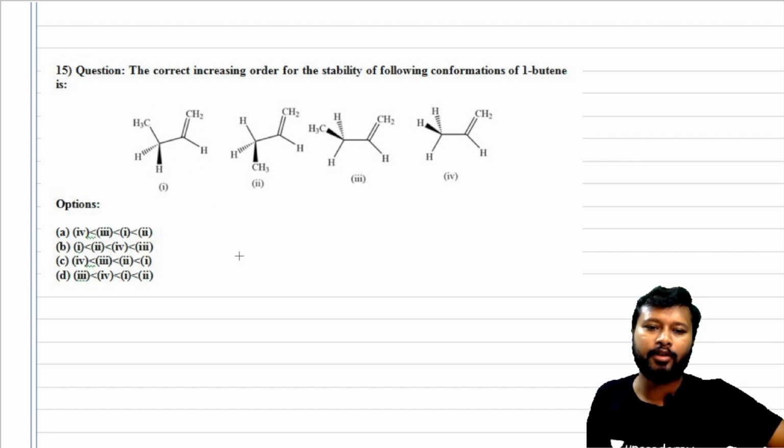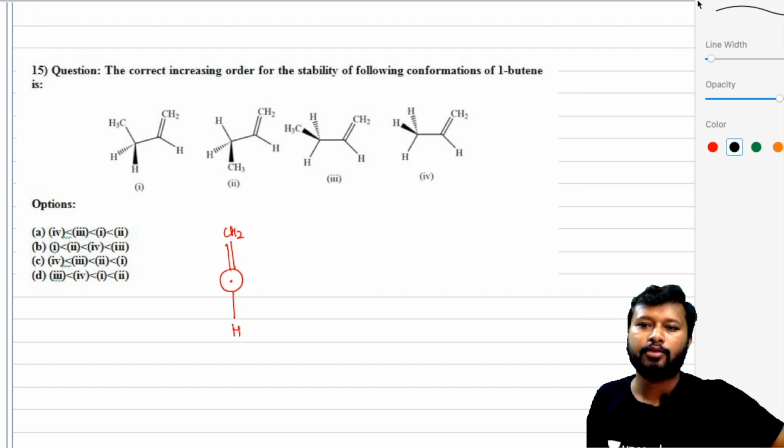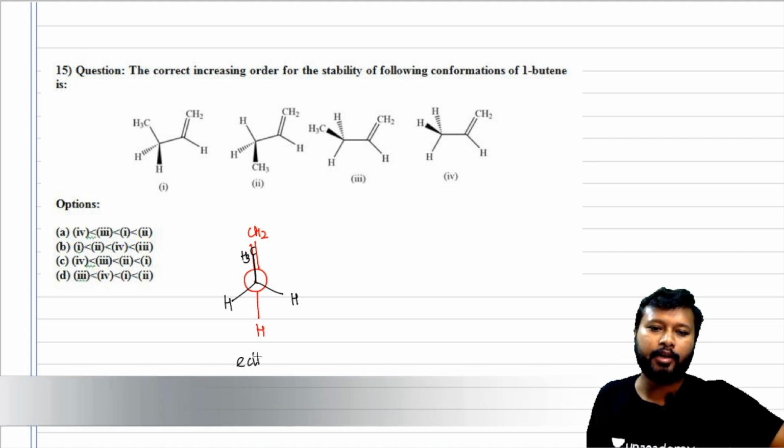So let me draw for all these molecules. For the first molecule, I can draw the backside carbon like this, CH2, and then I have H. And if I try to draw for this carbon, this will go like this. Let me change the color so that you understand. This side is going to have CH3 and then I have H. So this is how it is. This CH3 and this CH2 are actually on the same plane. That's why it is called an eclipsed structure.